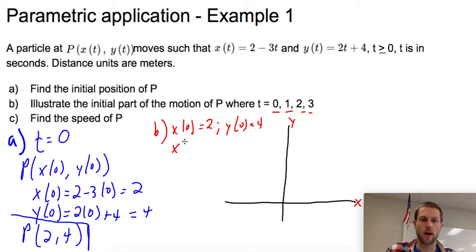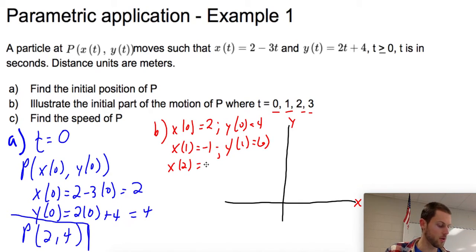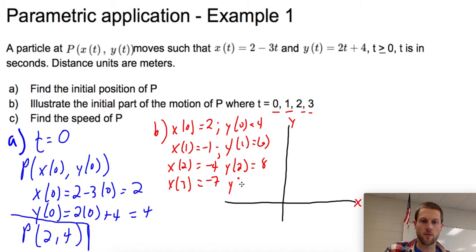If I want to find what x of 1 is, I'm going to plug 1 in for t, and that'll be 2 minus 3, so that's negative 1. And the y of 1 is going to equal 2 plus 4, so that's 6. And x of 2 equals, continuing this process, negative 4, y of 2 equals 8, x of 3 equals negative 7, and y of 3 equals 10. So that's a whole bunch of points that I am finding for this particle.